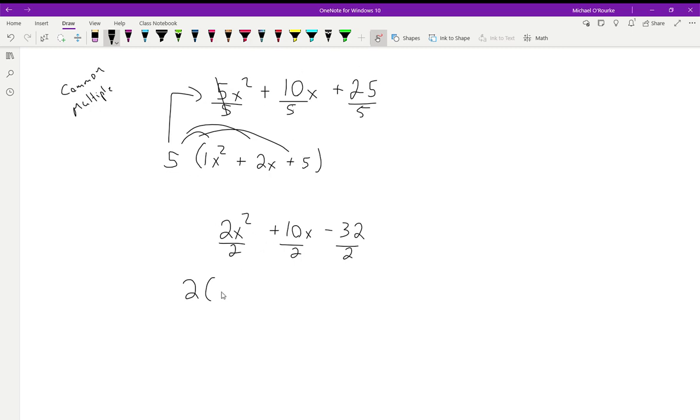So we're going to divide everything by 2 here, so we get x squared. 10 divided by 2 is 5. And 32 divided by 2 is 16. And then negative divided by a positive is a negative.